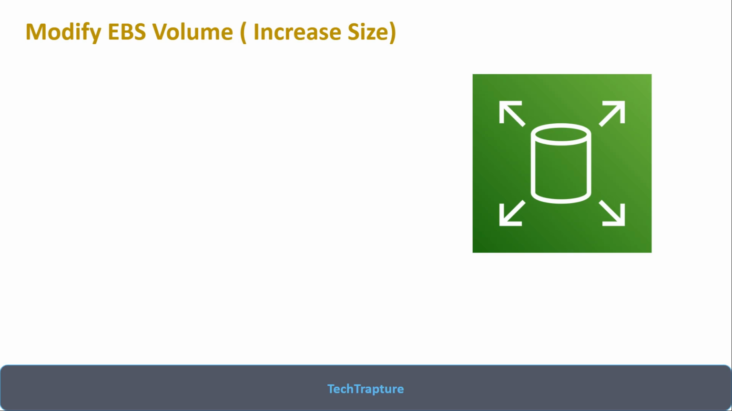Now suppose we come across one problem: our EBS volume is full and we have to increase its size. How can we do that? It's not only updating the number in your AWS console; there are additional steps involved.